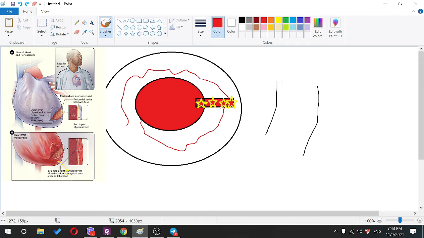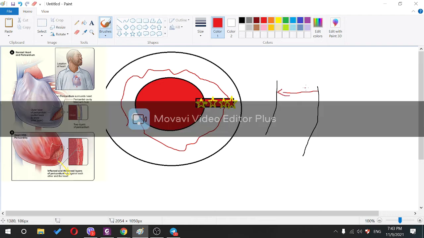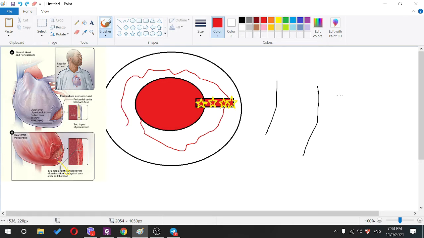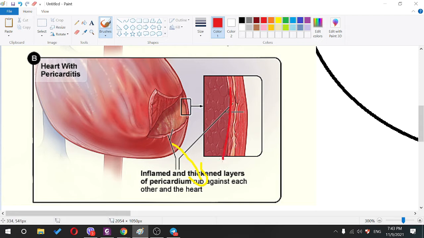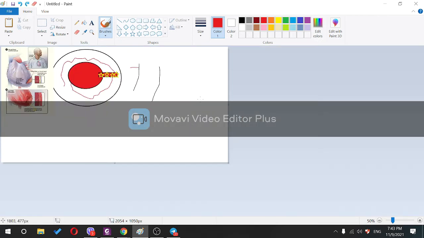The inflammation. Why do we have the pain in the first place? The pain happens because these two layers are going against each other, like this. That's painful. So when you lean forward, your head goes forward, your chest goes forward. This layer, the visceral layer, is fixed to where? It's fixed to your heart. It's not going anywhere, while the parietal layer is mobile.